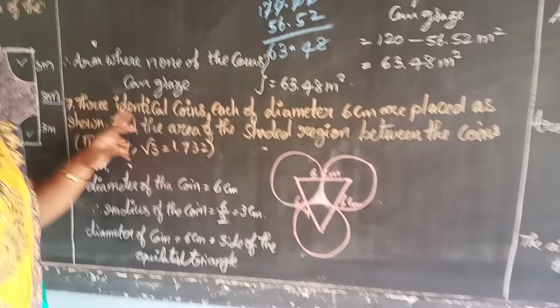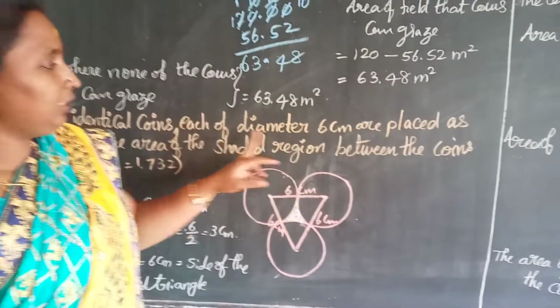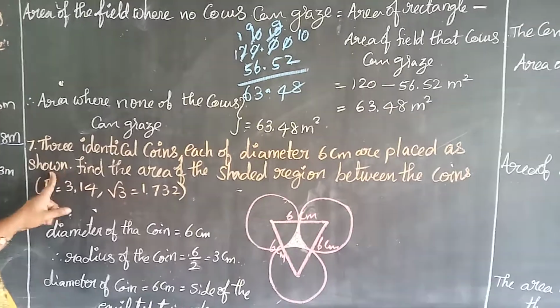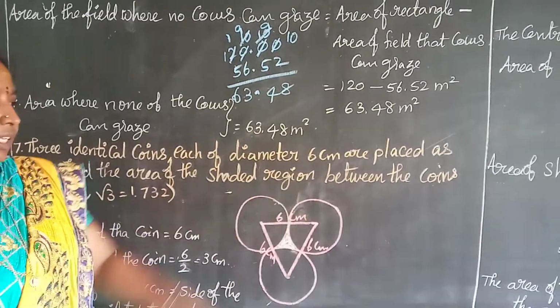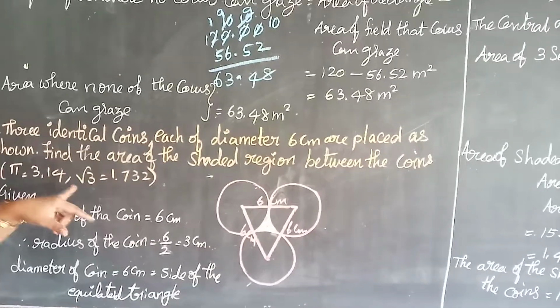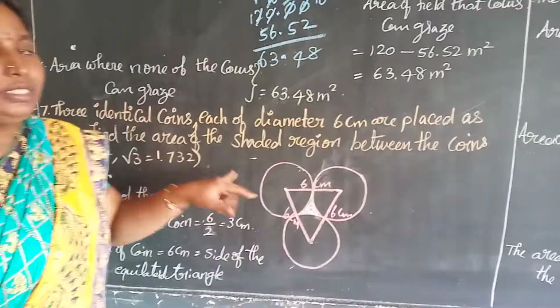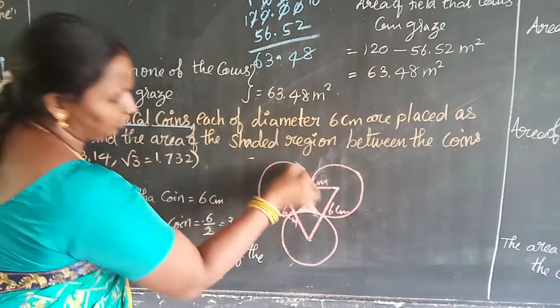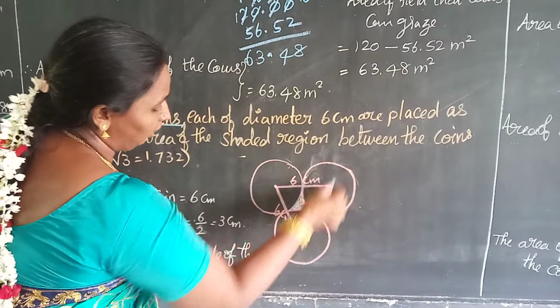Seventh one: three identical coins, each of diameter 6 cm, are placed as shown. Find the area of the shaded region between the coins. The given pi value is 3.14, root 3 equals 1.732. Here we have three identical coins. So here I have drawn them, these are identical coins.